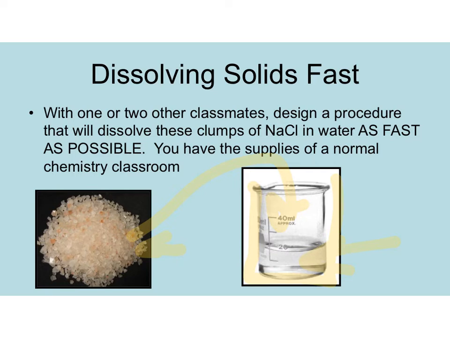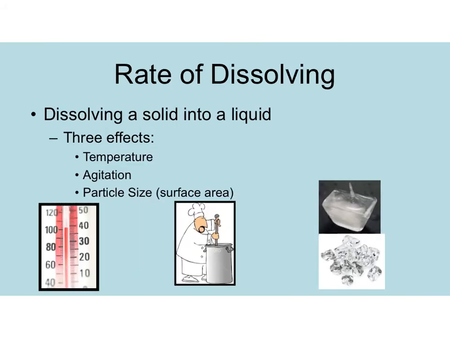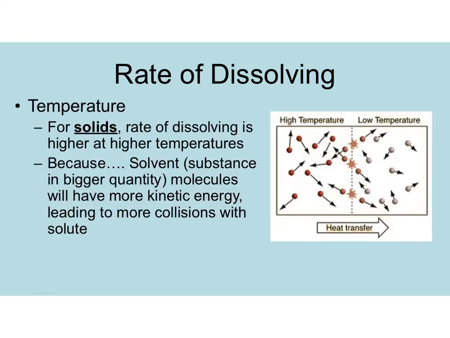Now we're going to go through, well, how did you know that? Well, it comes down to chemistry. So the three major effects on controlling whether a solid dissolves into a liquid at a certain rate, so how fast you're going to do it, are temperature, agitation, and particle size. Okay, and one of these is something that we should already know about, temperature. Let's start with that. So for solids, and we're talking about solids here.